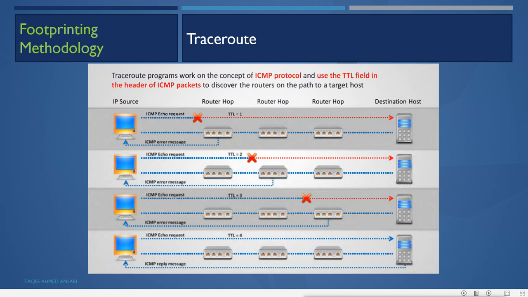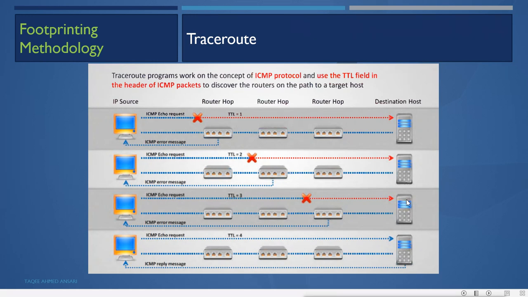Now what does traceroute do? It will use the same echo packet, but it uses the TTL value. It sets the TTL value to 1 the first time it sends the echo packet. Now what is TTL? It is time to live.